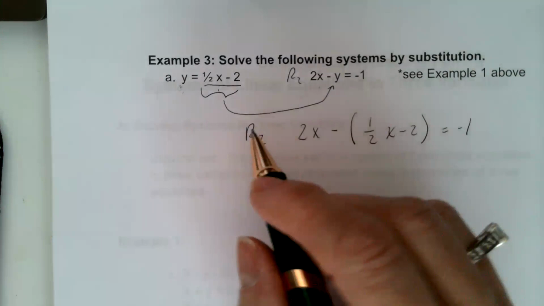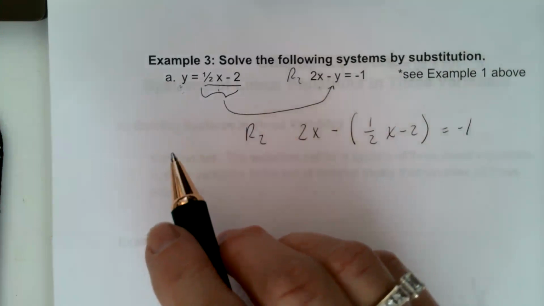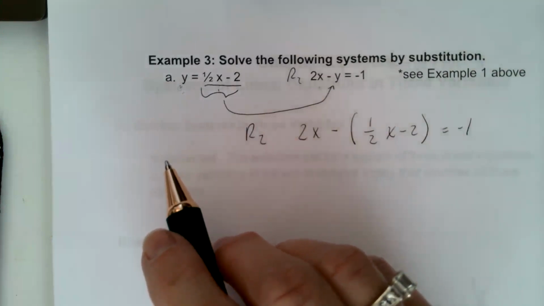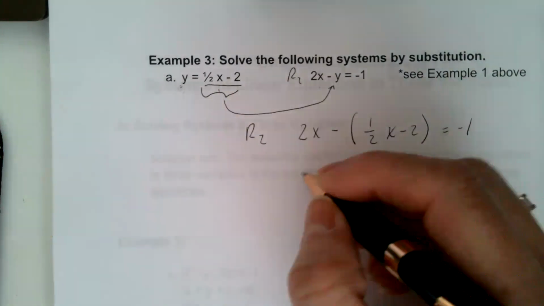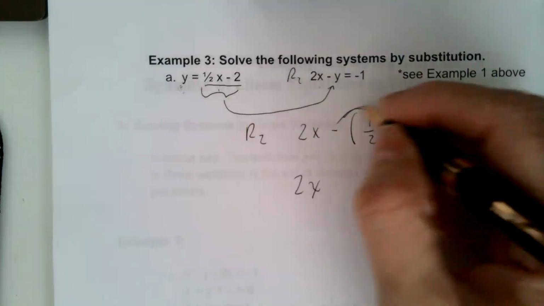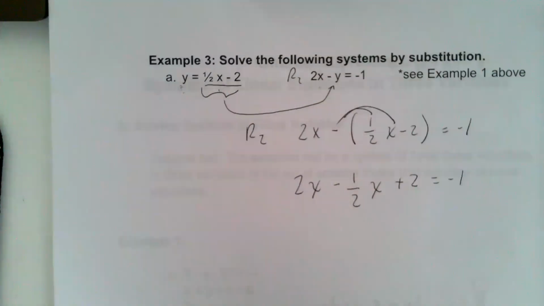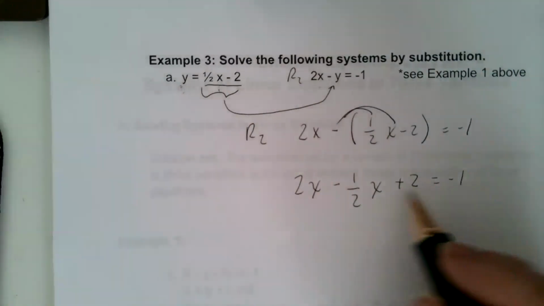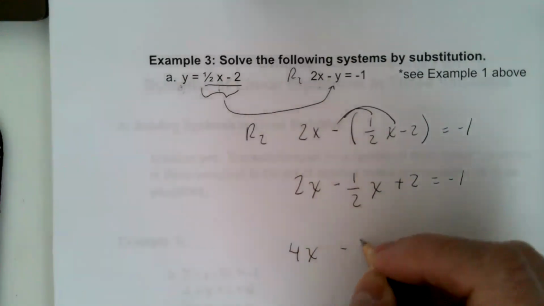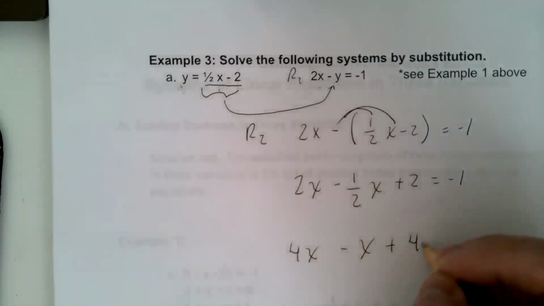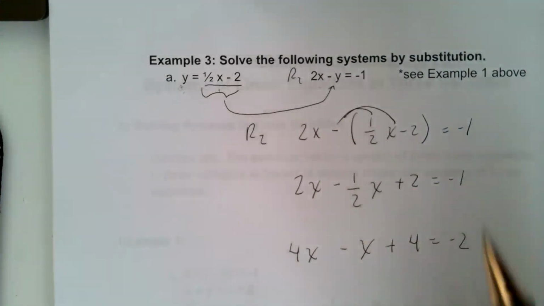And this is for me kind of like when I'm making a recipe, and if I don't have eggs, sometimes they say you can use applesauce. That's just taking one ingredient and substituting it for another ingredient. So we're going to distribute the negative here. So we have minus 2x and then plus 2 equals a negative 1. And then I'm going to multiply through by my denominator of 2 to eliminate my fractions. So I have 4x minus x plus 4 equals a negative 2. Remember, everything gets multiplied by 2, each of my terms.